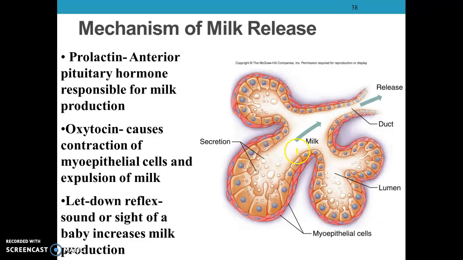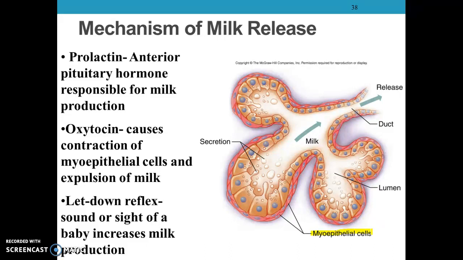So we can see the glands on the inside are producing milk. That's due to prolactin. The myoepithelial cells surround those glands, and they're going to contract due to oxytocin. Just like oxytocin caused the uterus to contract, it's also going to cause the muscles of the glands, the milk glands or the mammary glands, to contract.